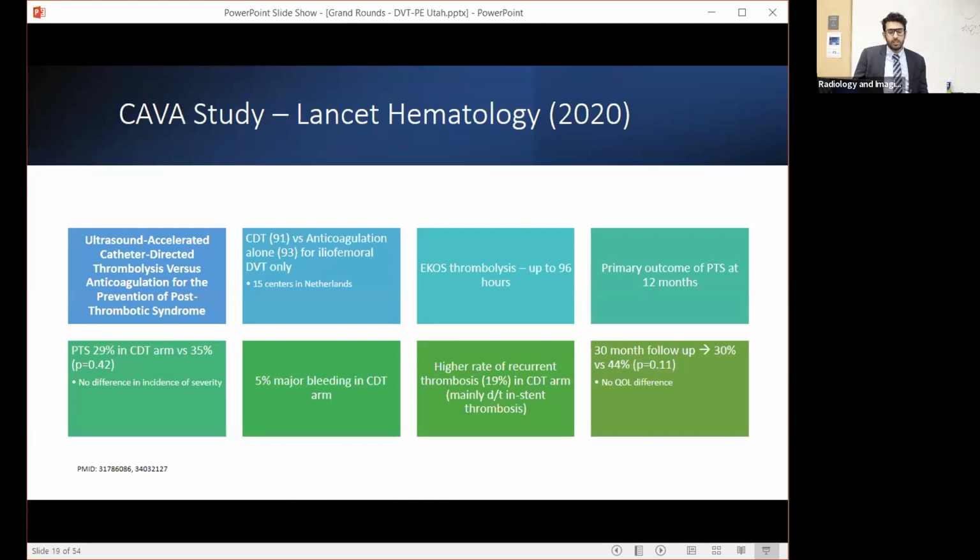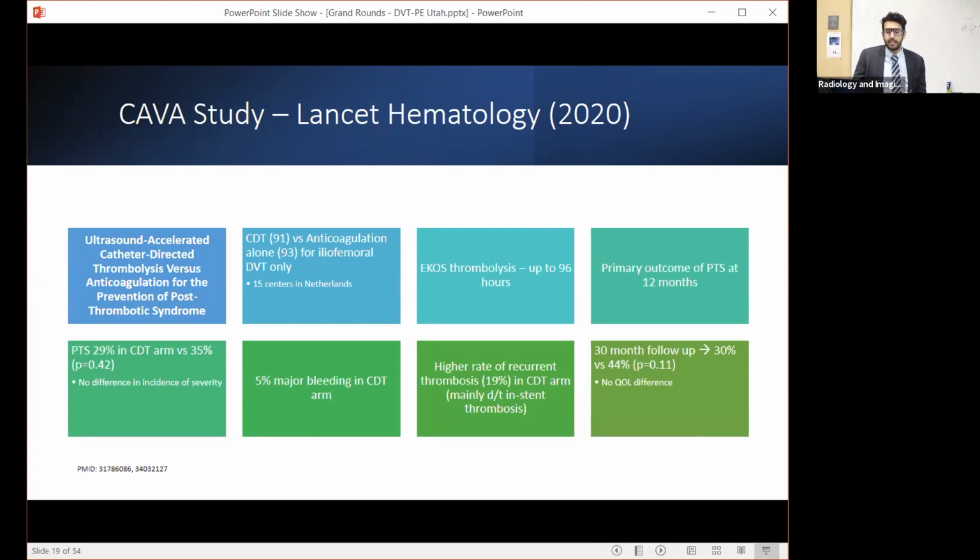So they did a similar follow-up study called the CAVA study. This is a Dutch study where they actually used a specific type of thrombolysis called EKOS, which has an ultrasound mechanism to it. They randomized CDT versus just anticoagulation. Again, they looked at only iliofemoral because those are the patients that seem to get the most benefit. And they lysed those patients up to 96 hours. Again, very different from the way we typically treat patients now.